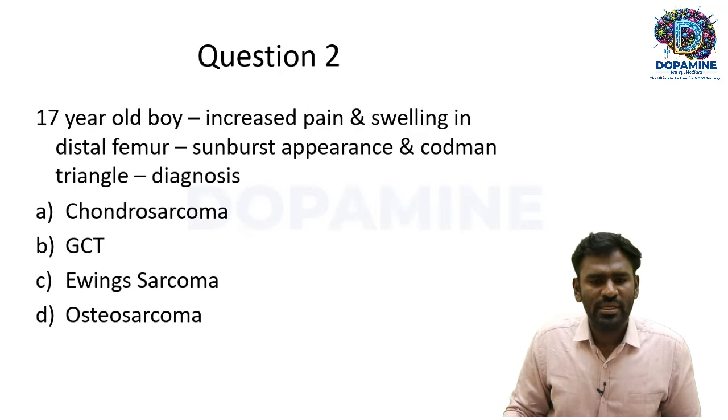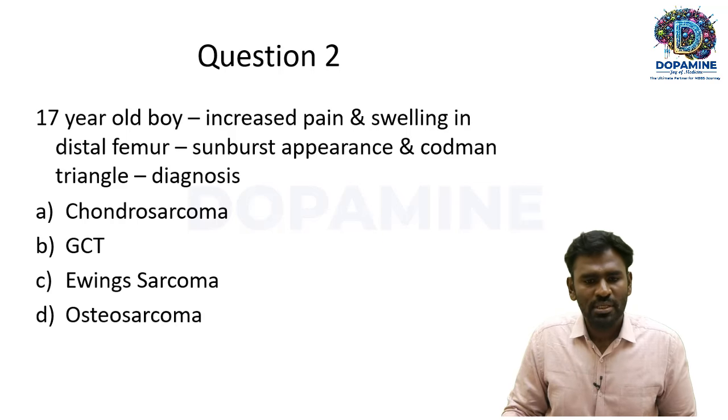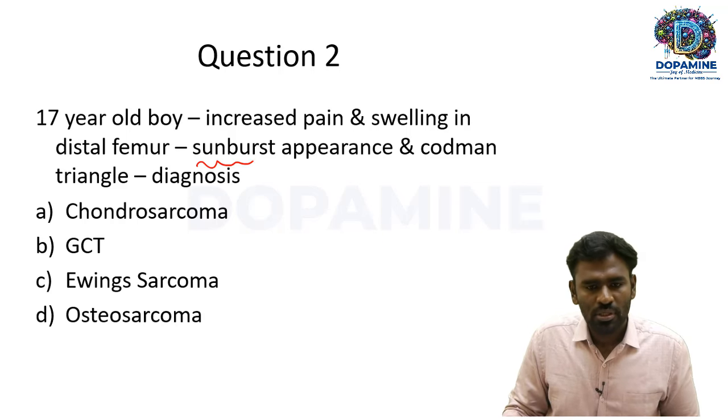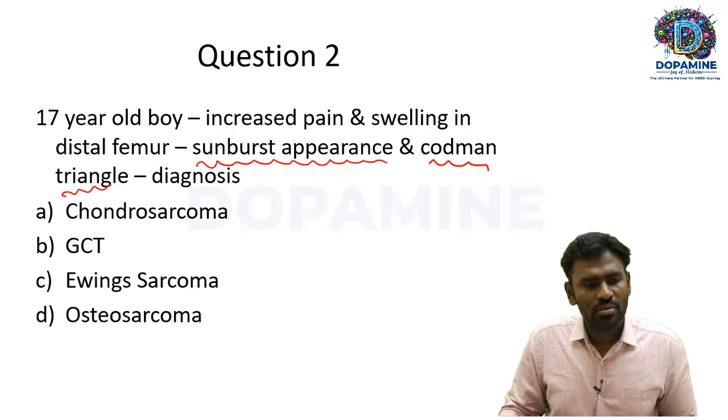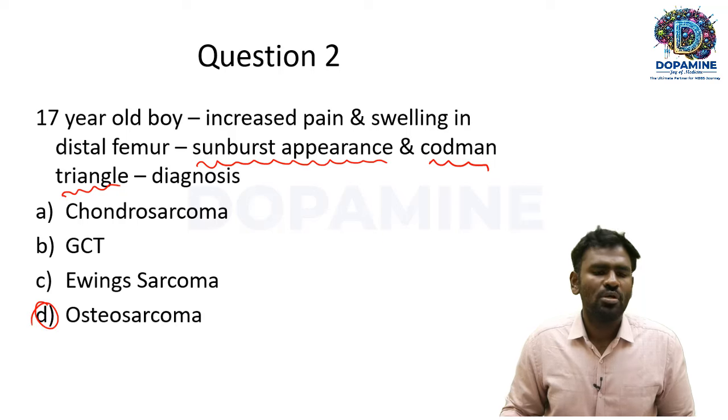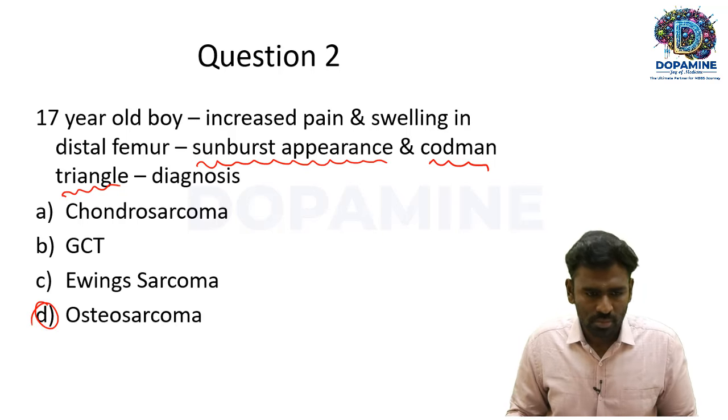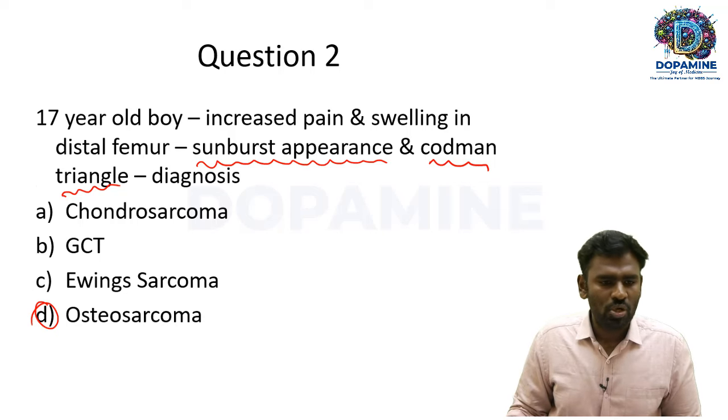17-year-old boy, increased pain and swelling in distal femur, sunburst appearance, Codman's triangle. Just a straightforward question. No need for any hiccups. Okay. Sunburst appearance, Codman's triangle, osteosarcoma.